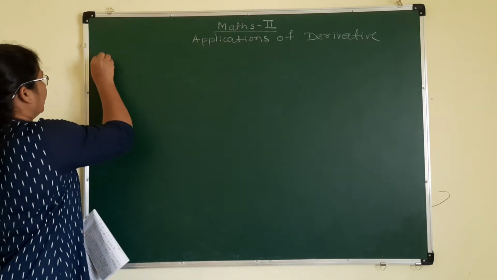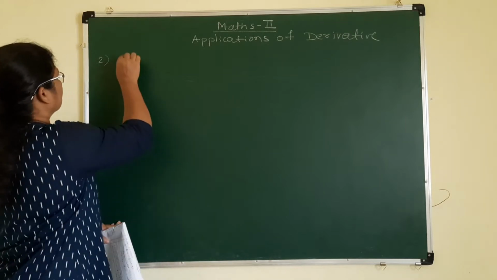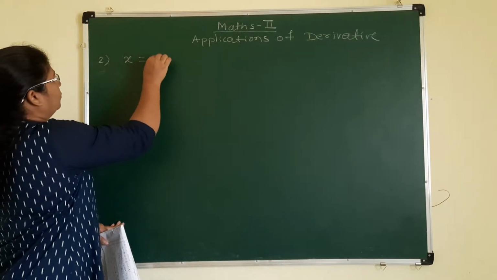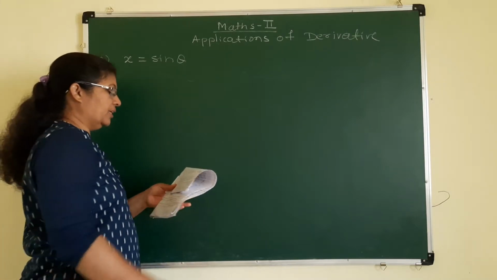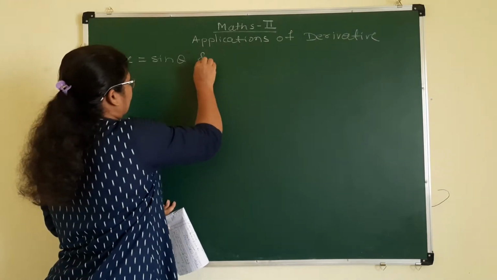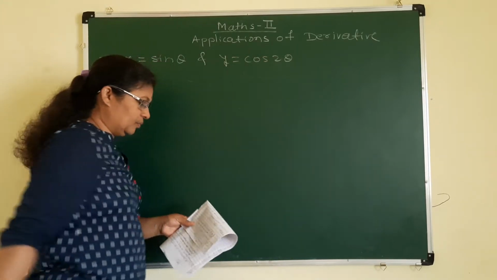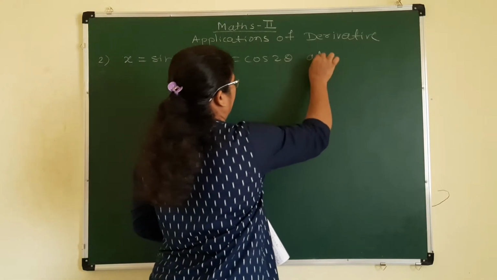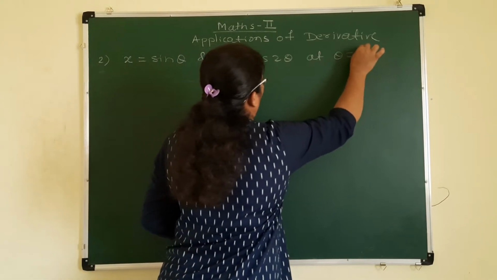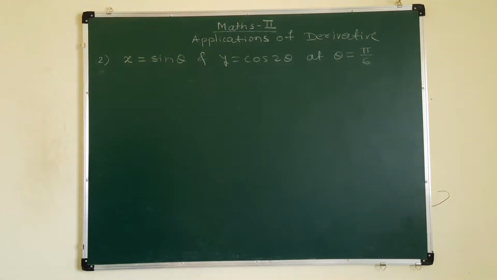Example: find the equation of tangent and normal to the curve x is equal to sin theta and y is equal to cos 2 theta at theta is equal to pi by 6. We have to find the equation of tangent and normal to this curve at the given point theta is equal to pi by 6.